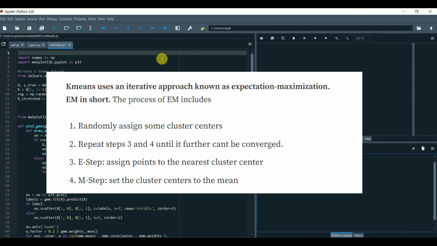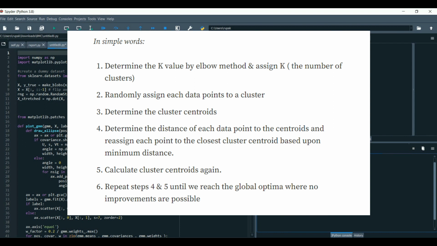In simple words, determine the k value by the Elbow method and assign k, the number of clusters. Randomly assign each data point to a cluster. Determine the cluster centroids. Then determine the distance of each data point to the centroids and reassign each point to the closest cluster centroid based upon minimum distance. Calculate cluster centroids again. Repeat steps 4 and 5 until we reach the global optima where no improvements are possible.